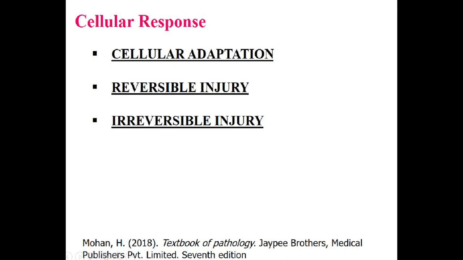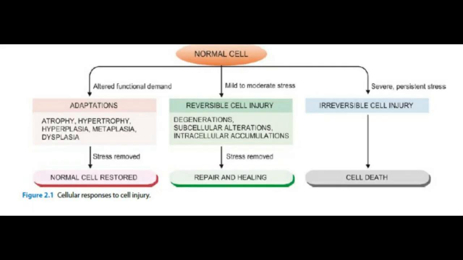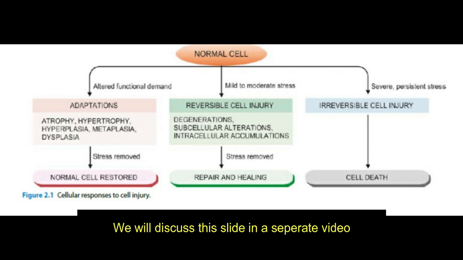Then in the next slide, we're talking about different types of cellular responses, such as cellular adaptation, reversible injuries, irreversible injuries. If we go to the next slide, we can see the normal cell can be adapted into different pathological forms, such as atrophy, hypertrophy, hyperplasia, metaplasia, dysplasia. What are these terms? We will discuss in our upcoming lectures. These all are known as different adaptations that occur to the normal cells. Why? Because of the stress or any pathogen. But when we remove that stress, the cell will be restored to the normal cell.